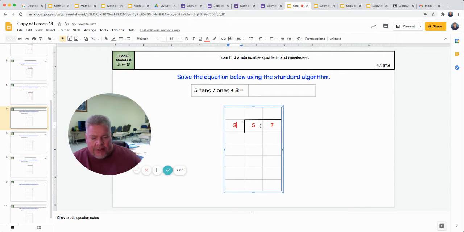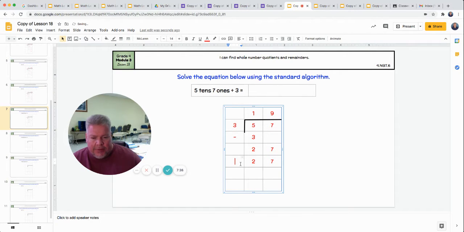How many? How many 3s are in 5? 2 times 3 is 6, so that's too much. Can only be 1. How many? 1. Multiply. 1 times 3 is 3. Subtract. 5 minus 3 is 2. Bring down a 7. Now, how many 3s are in 27? I think something times 3 is 27, isn't it? How about 9 times 3? 9 times 3 is 27.